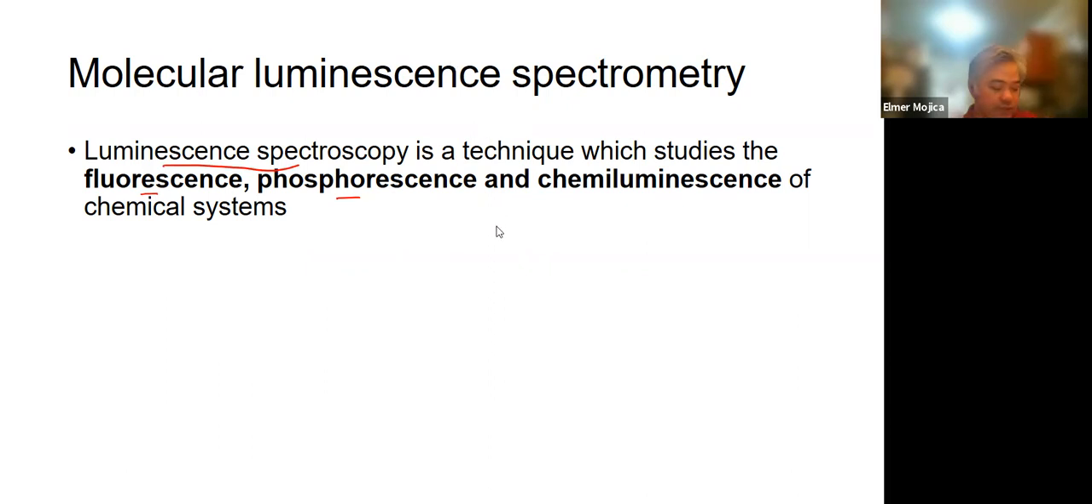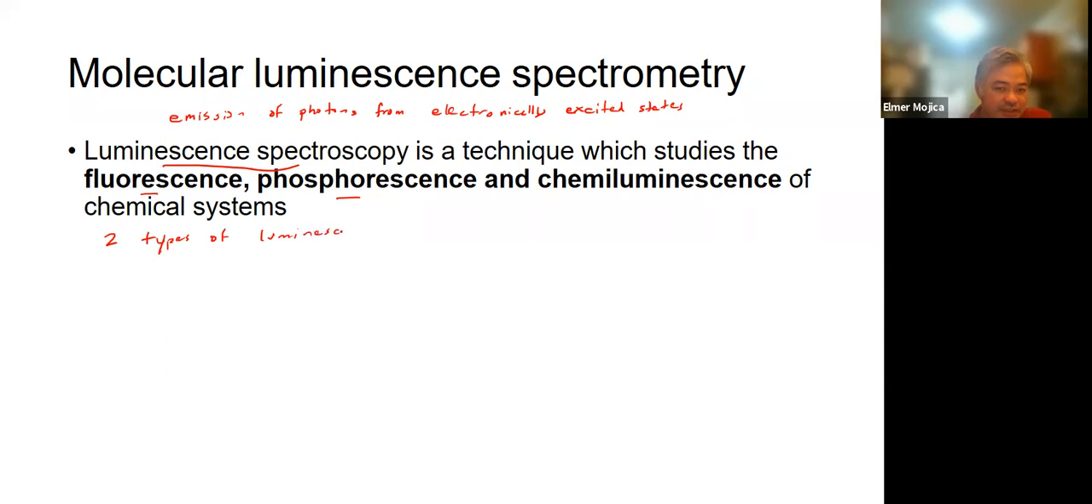Okay, so if we look at the overall luminescence spectroscopy, all we have here is emission. So at least I'm writing now. Emission of photons from electronically excited states. And usually, we can say there are two types of luminescence. So what are the two types of luminescence?